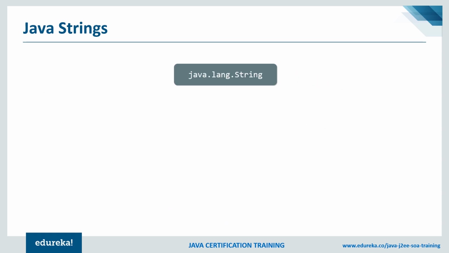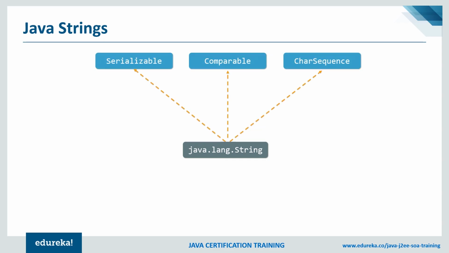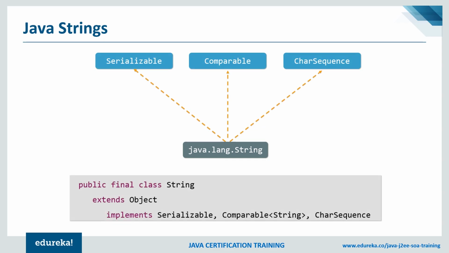Now java.lang.String is a class in Java. This class implements a few interfaces: Serializable, Comparable, and CharSequence. When we talk about the class String, it's a final class which you cannot inherit. Every class in Java will be a child of Object, whether you create it or it's a built-in class. So it implements Serializable, Comparable, and CharSequence. Let us see what these three interfaces do for strings.